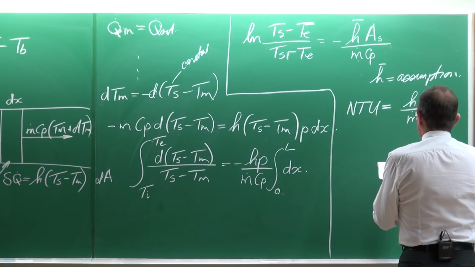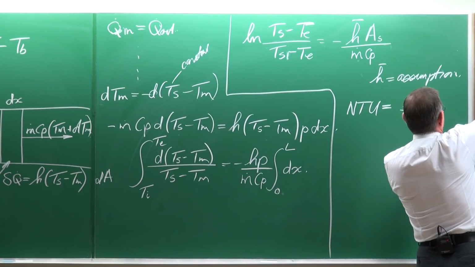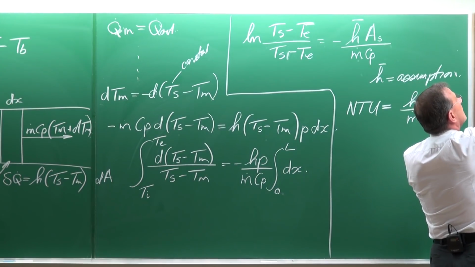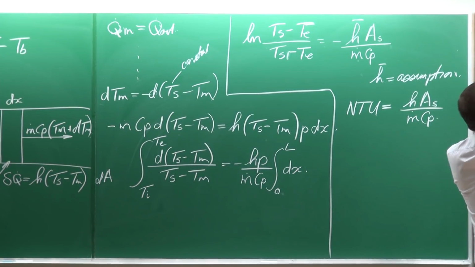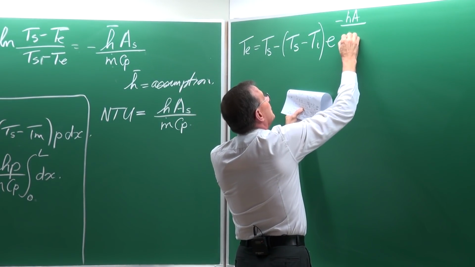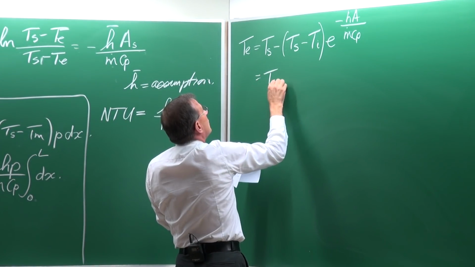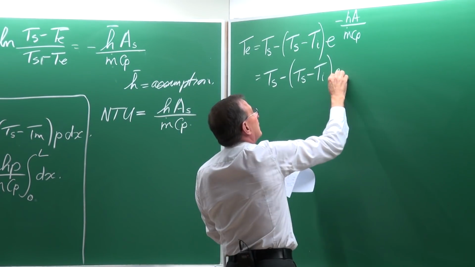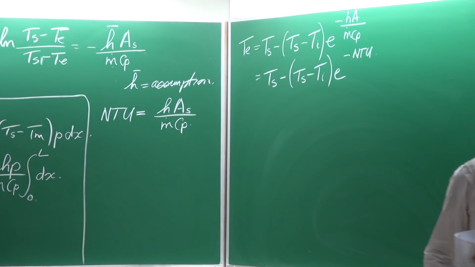So if we make this substitution, then we can say that the outlet temperature is equal to the surface temperature minus (Ts minus Ti) e to the minus h, the area divided by the mass flow rate Cp. That is how it's in your textbook, but I would prefer to write it like this: e to the minus NTUs.